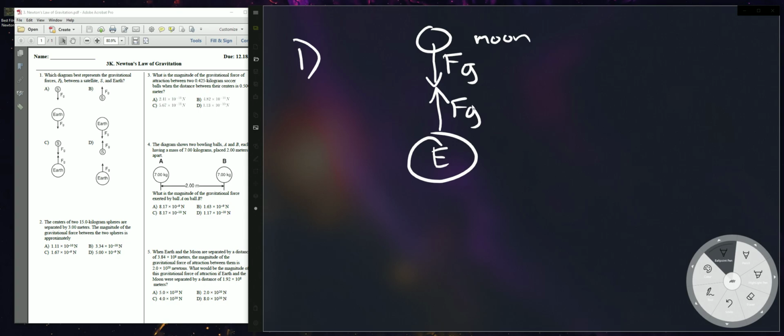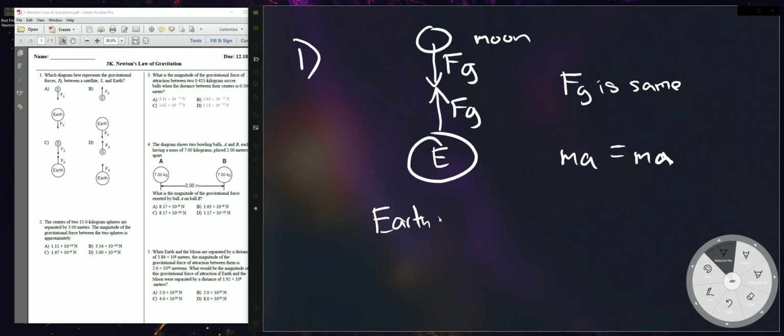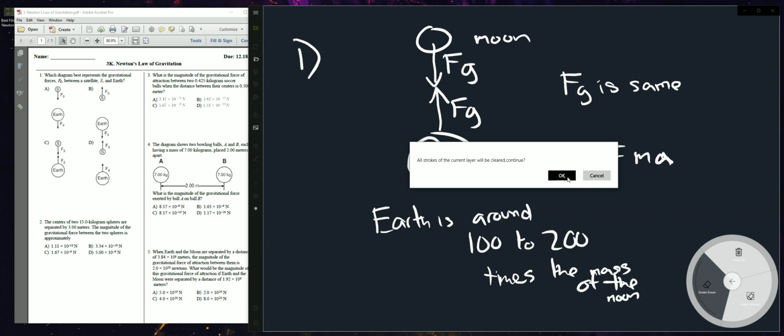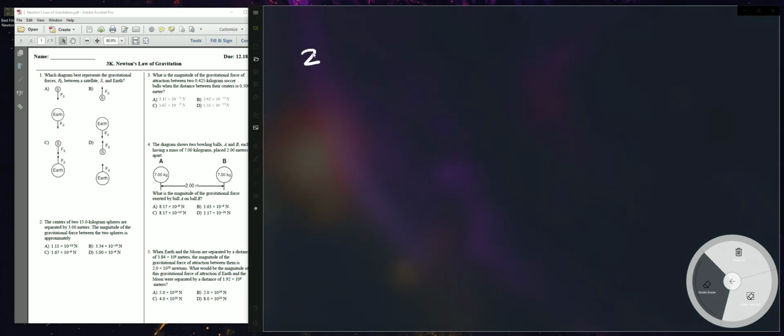How does that happen? Because even though the Fg is the same, the mass of the moon is so small that the acceleration the moon feels is much larger in comparison to the Earth. Earth is around 100 to 200 times the mass of the moon. Alright? And so the answer is C, if you couldn't tell.